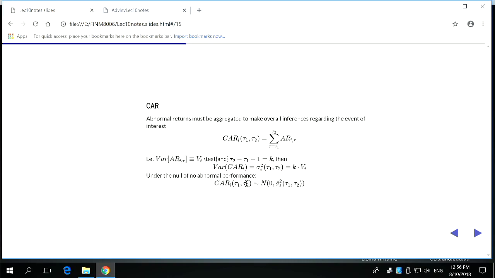Now we know the distribution of the cumulative abnormal return, CAR, of tau 1, tau 2. It's just distributed normally with mean 0 and sigma squared_i of tau 1, tau 2, that's just equal to k times V_i. So we know the distribution, we can do the test. All right, so usually this test is carried out by the t-test.